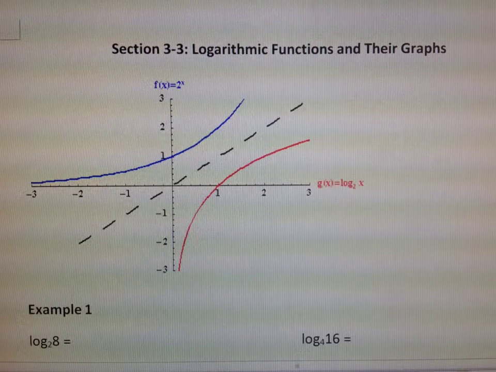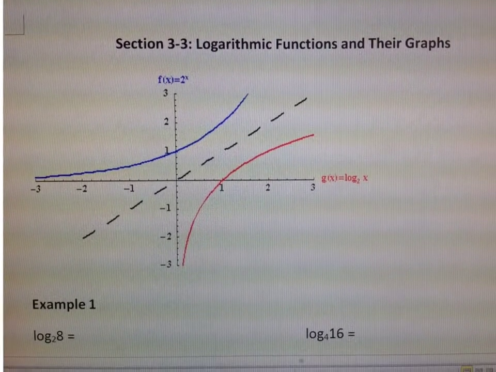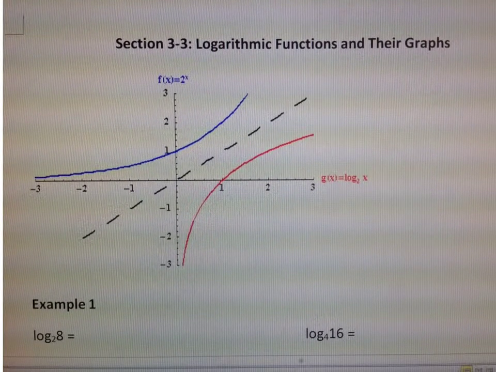All right, pre-calc kids, we are going to get started on section 3.3 here, Introduction to Logarithmic Functions. Now, we've just spent some time talking about exponentials, and you can see the exponential graph there in the blue. F of x equals 2 to the x, or y equals 2 to the x.